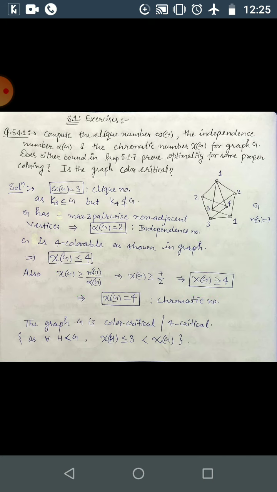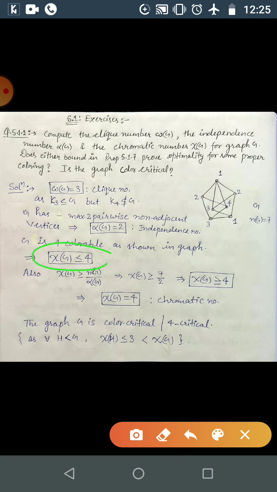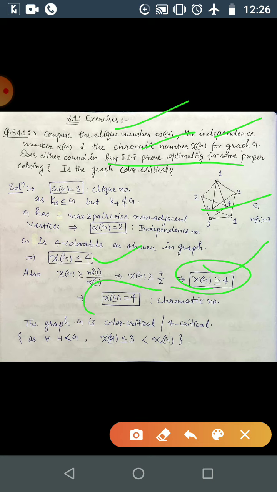So from this condition we got that the chromatic number is at most 4, and here we got that the chromatic number of this graph will be at least 4. So from both conditions it has to be equal to 4. Okay, so we have calculated the clique number, independence number and chromatic number for this graph, and also shown the optimality, because the minimum number of colors should be at least 4, correct.